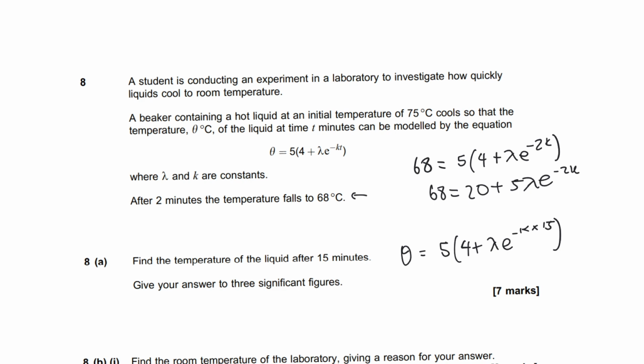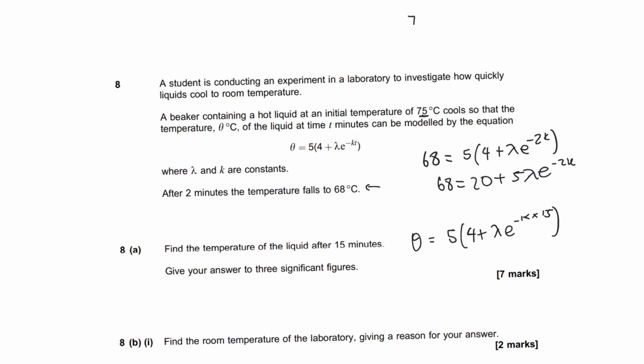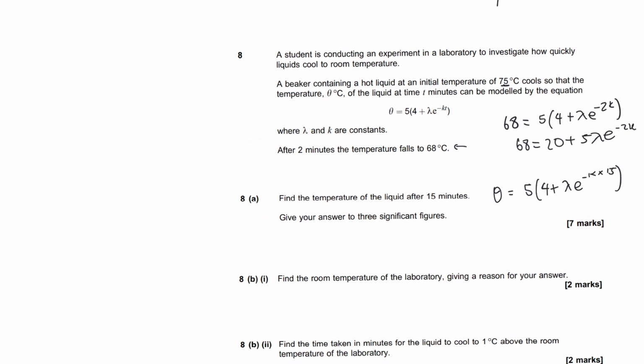Before we even try and work out what k is, we need to work out what lambda is as well, because that's also a constant. So we're going to use this knowledge as well. If I know that at 75 degrees, the time t is equal to zero, because that's the initial starting point, then my formula would be 75, because that's the temperature at that point, is equal to 5 bracket 4 plus lambda e to the power of zero, because anything times zero is zero.